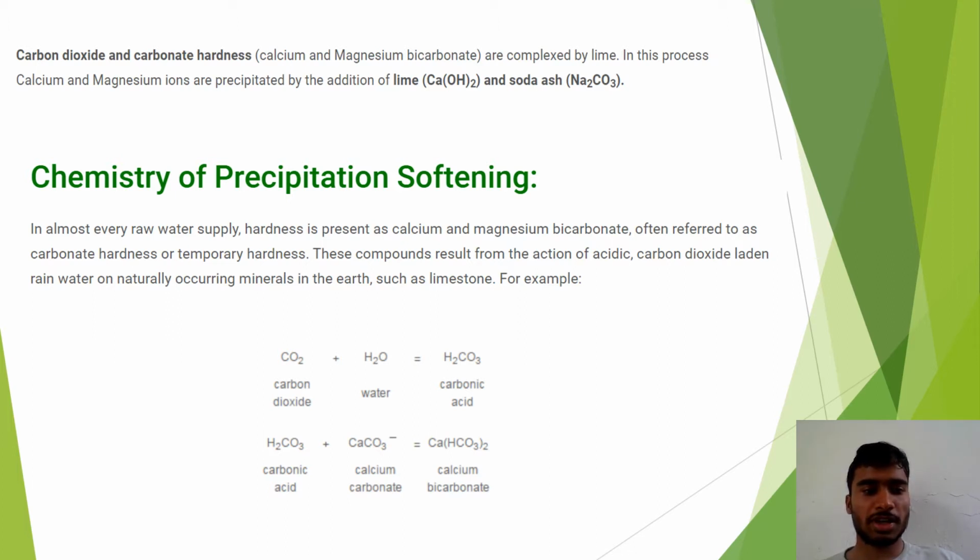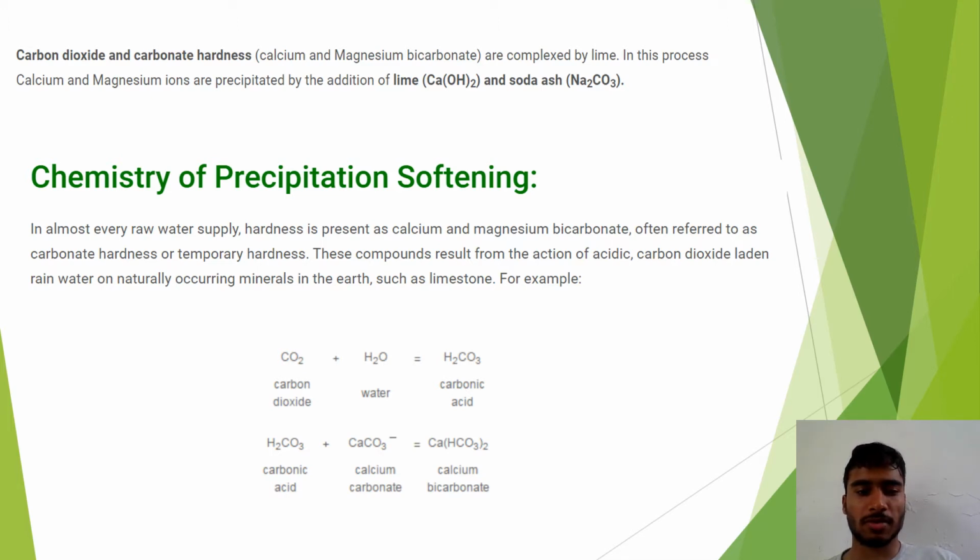In almost every raw water supply, hardness is present as calcium and magnesium bicarbonate, often referred to as carbonate hardness or temporary hardness. These compounds result from the action of acidic carbon dioxide laden rainwater on naturally occurring minerals in the earth, such as limestone.